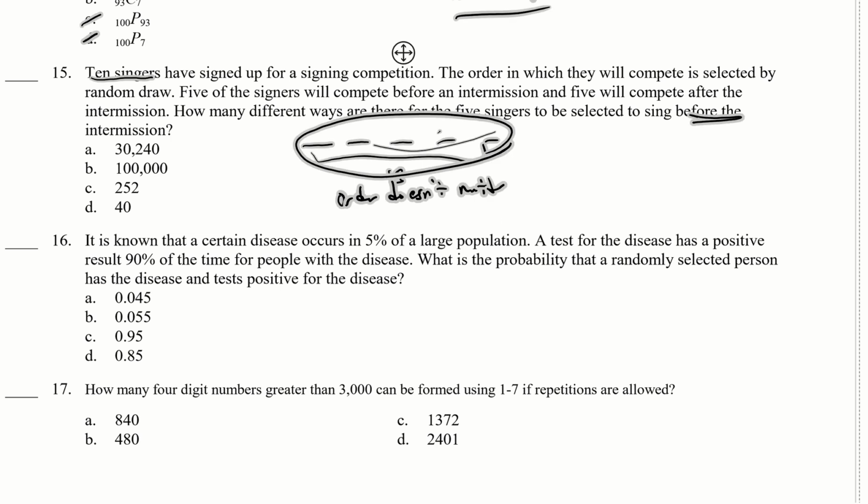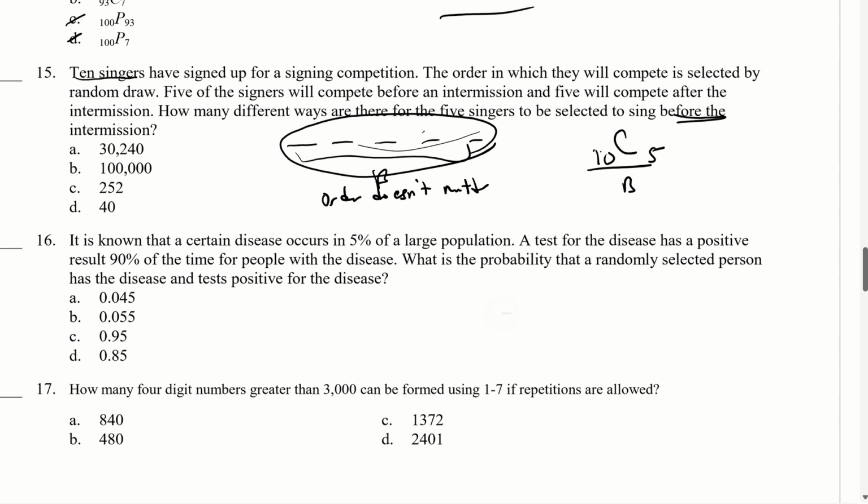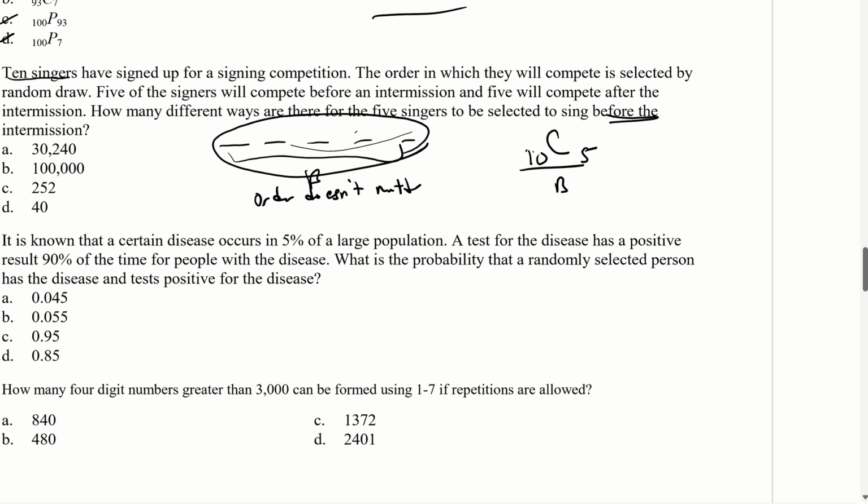So then how many people do we have? This is for before. How many singers in total? Oh, well, the 10 have signed up. It says 10 have signed up. So in that case, there's 10 singers, and you choose 5, and that's it for that one. So 10 choose 5. And then we can calculate that.